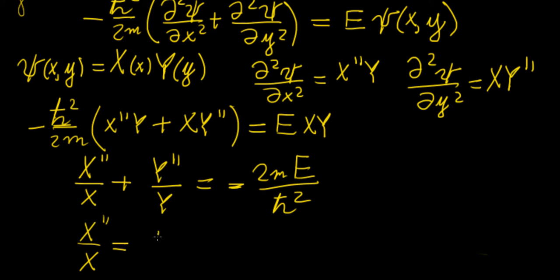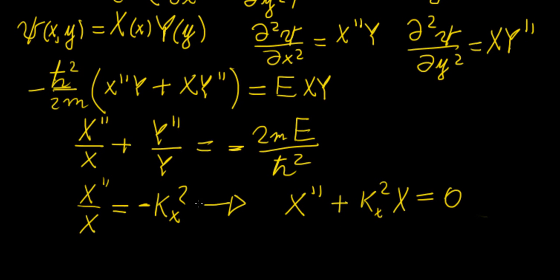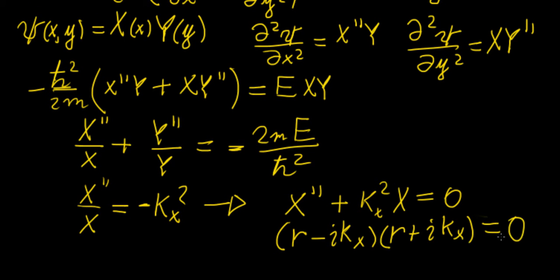So let's call this constant kx squared. And let's make it negative just for now, so that when we separate this, we're going to get the following: x double prime plus kx squared x equals 0. And obviously the only solution to this, based on the characteristic equation, because we're going to get complex roots of the form r equals minus i kx, r equals plus i kx, is going to be a sum of cosine and sine functions.